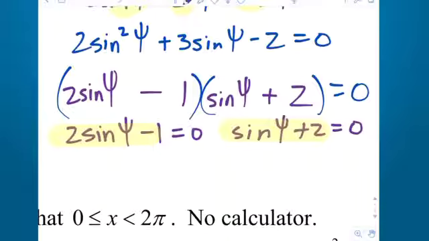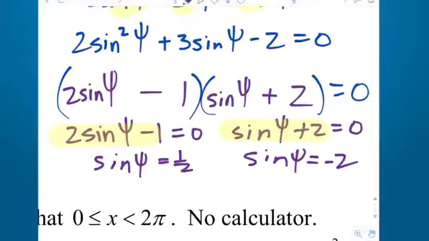You want to get the sine of psi by itself. So over here, if you add 1 and divide by 2, you get sine of psi is equal to a half. And on the second one, you get sine of psi equals negative 2. Now, if this were x instead of sine, we'd be done. We have x equals a half and x equals negative 2. But in this case, we have sine. So this is where the fun part comes in. We get to use the unit circle.